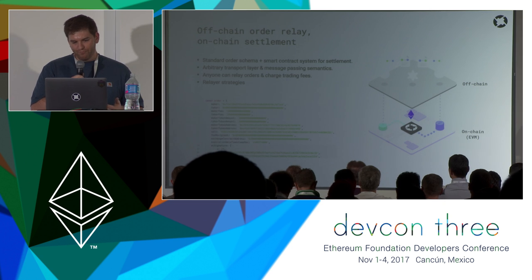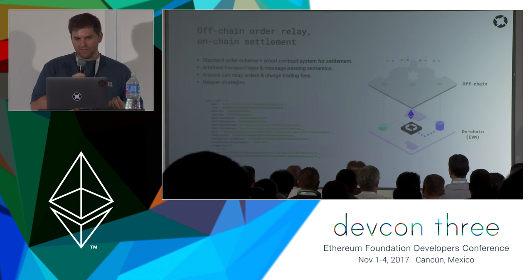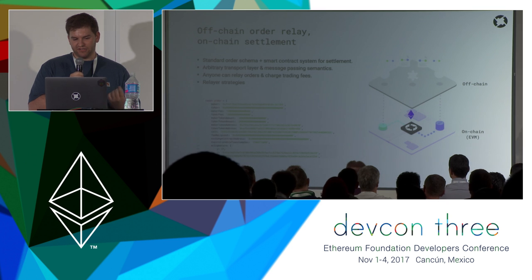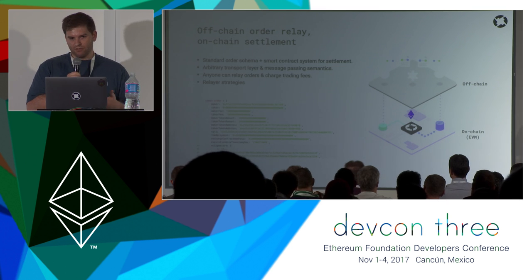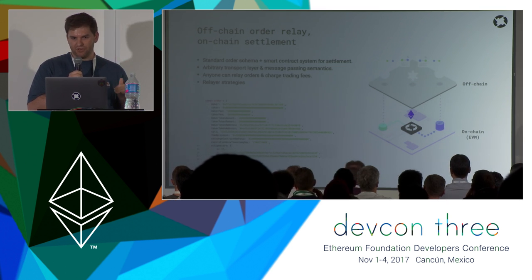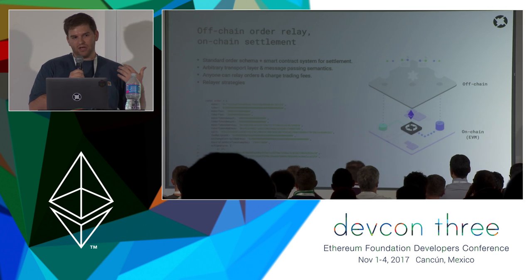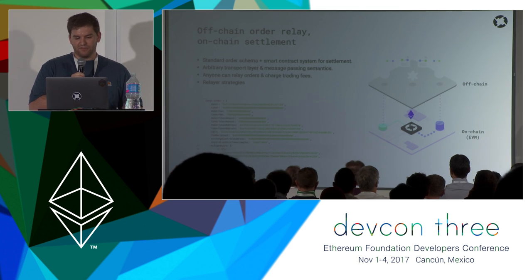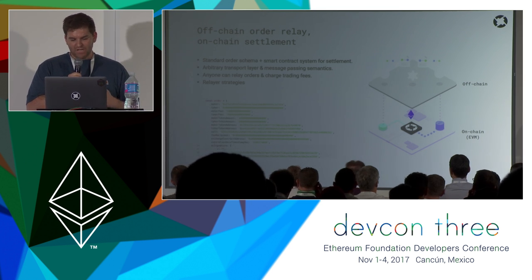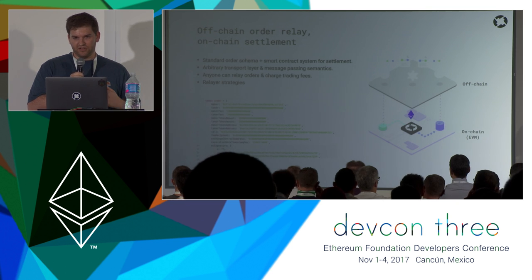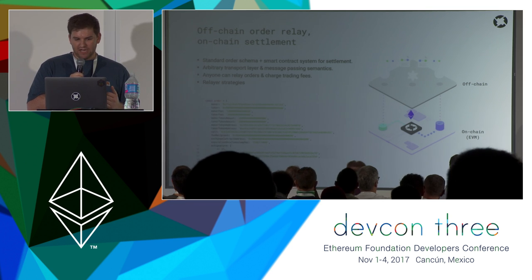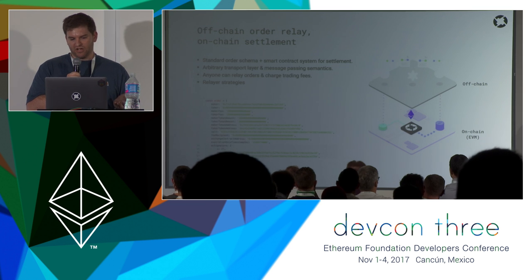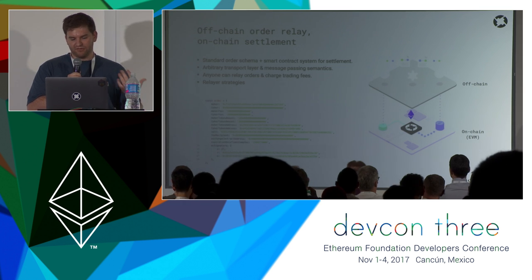So 0x protocol really is comprised of a standard order schema that represents the different parameters associated with a given order. So the two assets that are being exchanged, the exchange rate, the expiration time for this order, and a cryptographic signature of the above parameters. And that is coupled with a smart contract system that is responsible for settling these trades directly on the blockchain.